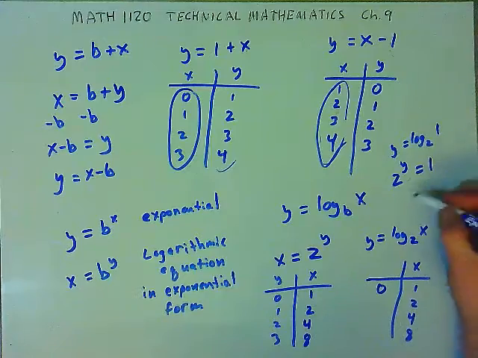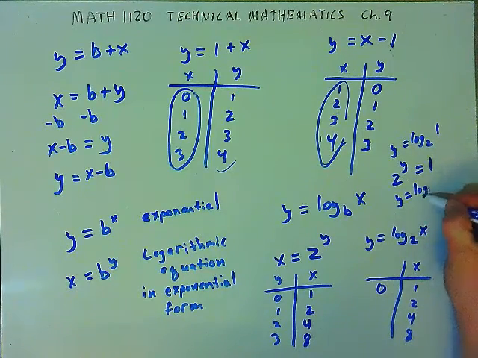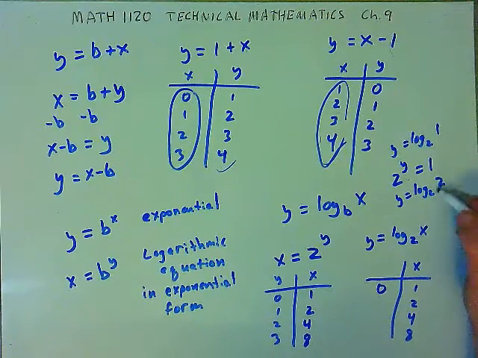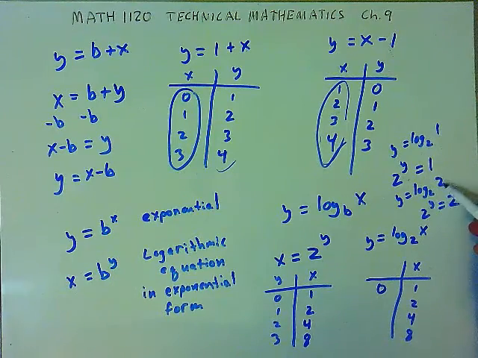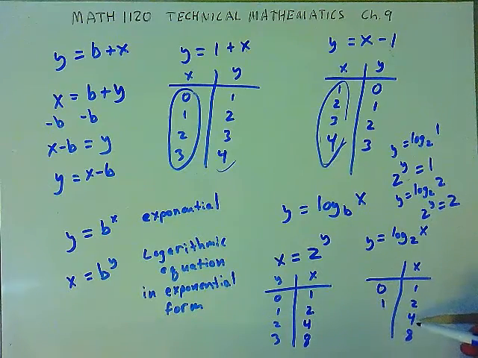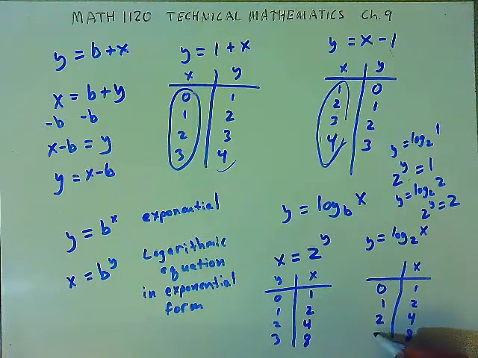Okay, and likewise, let's say that y is equal to log base 2 of 2. Now we're going to let x be 2. So again, this is asking us, 2 to what power is equal to 2? The answer is 1. And then same thing, here we're going to say log base 2 of 4. And we're saying 2 to what power is equal to 4? The answer is 2. 2 to the second power is equal to 4. 2 to what power is equal to 8? The answer is 3. 2 to the third power is equal to 8.